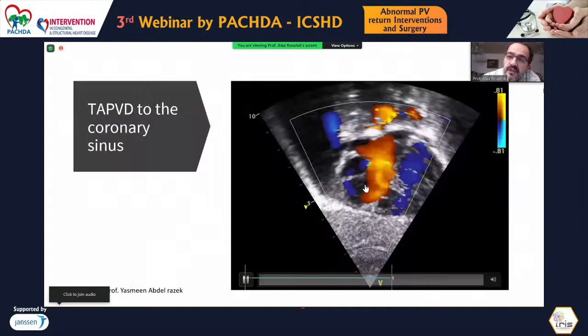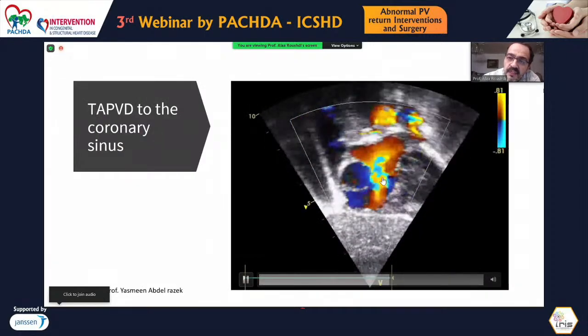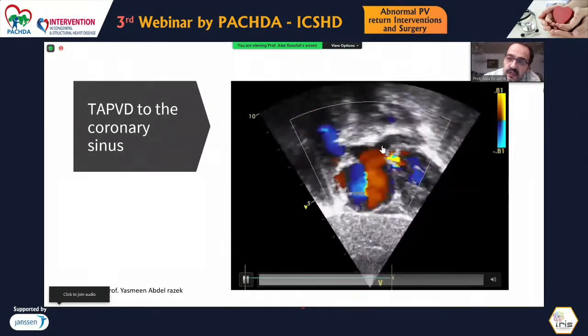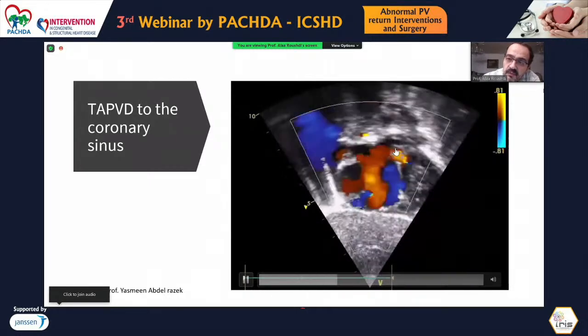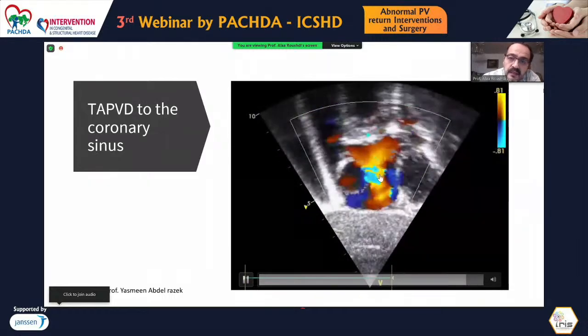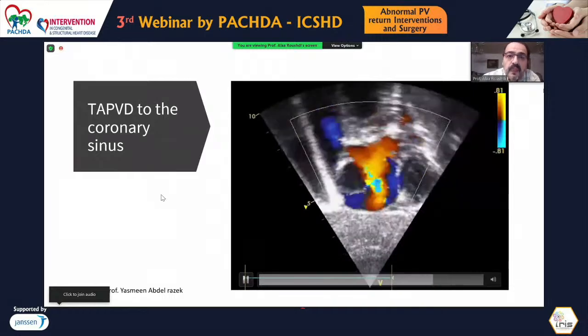This is another patient showing the characteristic whale tail appearance of the pulmonary venous connection, where the two pulmonary venous confluences are joining the coronary sinus in a picture similar to a whale tail. And then the coronary sinus flow joins into the right atrium.